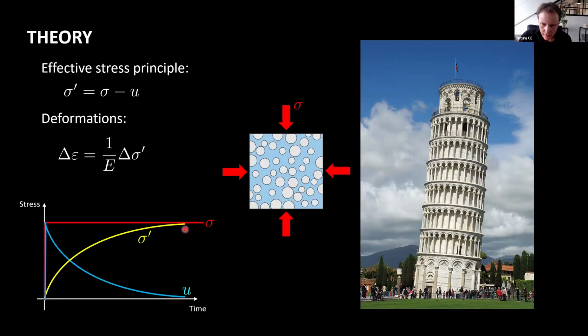So that's basically consolidation. And what happens, of course, is that the solid skeleton is gradually compressed, and the water is then squeezed out of the material. And this happens more or less quickly, depending on the permeability, on the hydraulic conductivity of the material, and the stiffness of the solid skeleton is also part of the whole story.